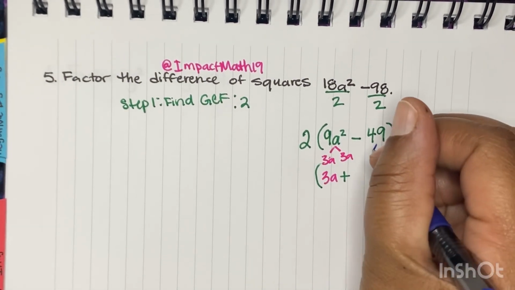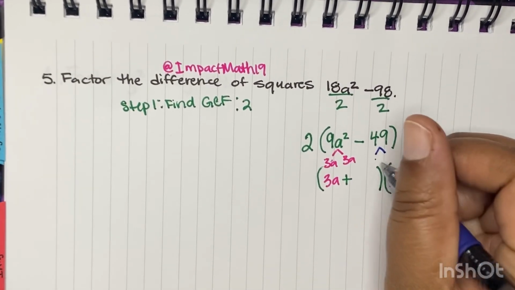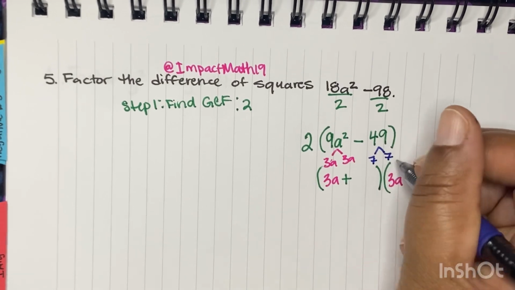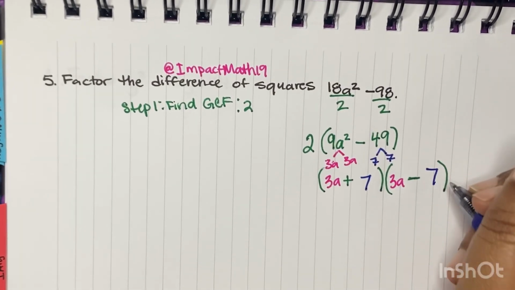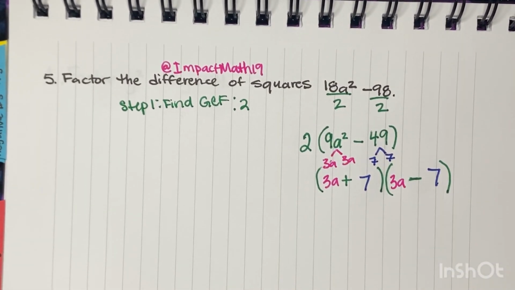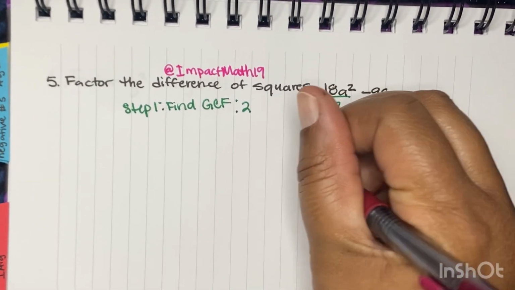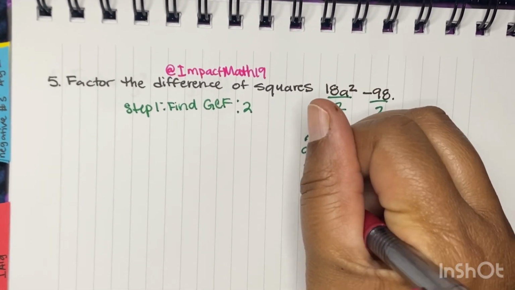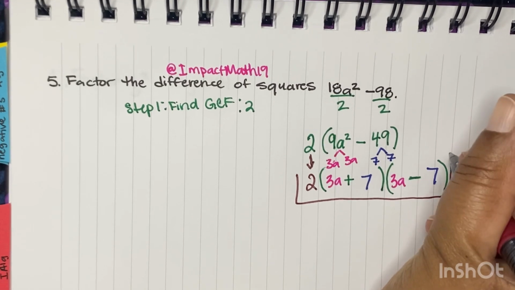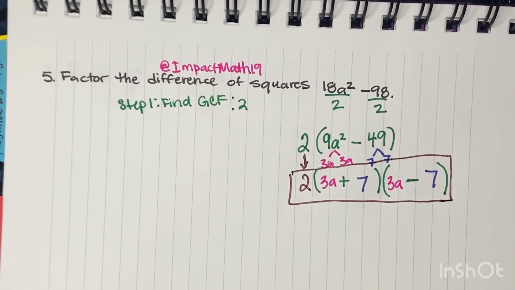Now we're going to ask ourselves, what times itself can give us 49? Well, 7 times 7. So we're going to put 7 and 7. And most importantly, do not forget to drop down your GCF on the outside. And this is your beautiful answer.